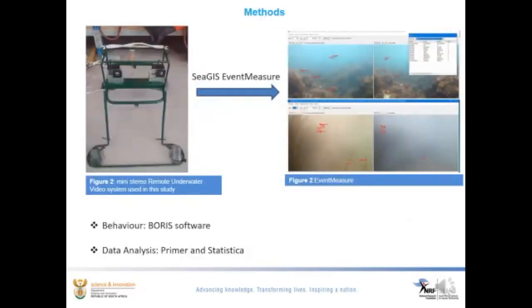Calibrated stereo baited remote underwater video systems were used to sample fish in both habitats. In macroalgae, the systems were deployed at low tide, while in seagrass, the deployment was during high tide. Systems were left to record for 60 minutes undisturbed. Collected videos were analyzed using EventMeasure, and relative abundance as well as number of species were recorded.